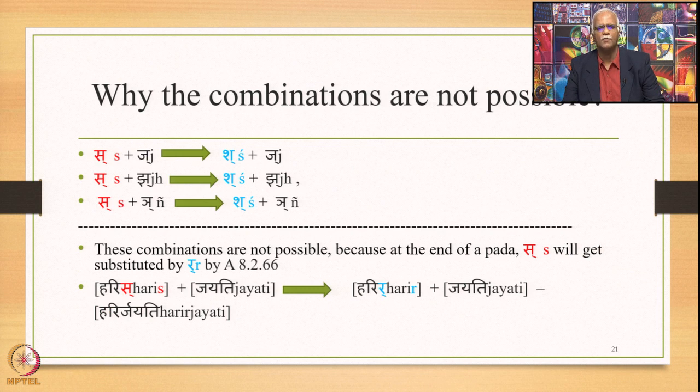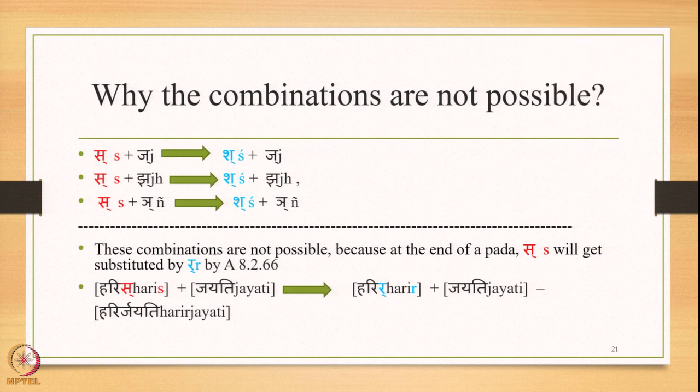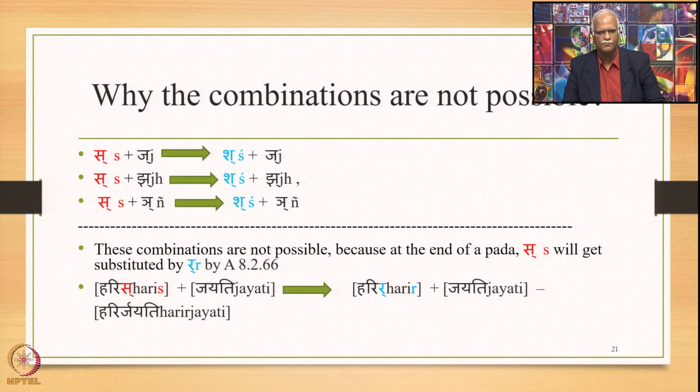Why are these combinations not possible? Ṣ plus j followed by ṣ plus j, and ṣ plus y followed by ṣ plus y. These combinations are not possible because at the end of a pada, s will get substituted by r, by 8.2.66. Just as you have haris plus jayati, s will be substituted by r, so you will have harir jayati. A similar thing will happen with j also, and also s plus y is not possible.